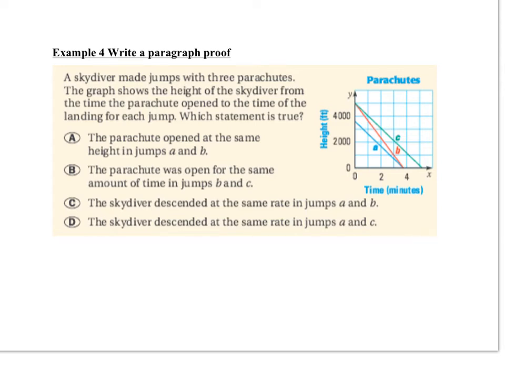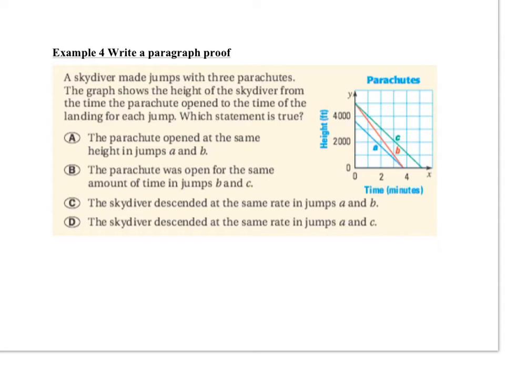Okay, lesson 3-4, day 2. We are going to start here with writing a paragraph proof. So a skydiver made jumps with 3 parachutes. The graph shows the height of the skydiver from the time the parachute opened to the time of landing for each jump. Which statement is true?